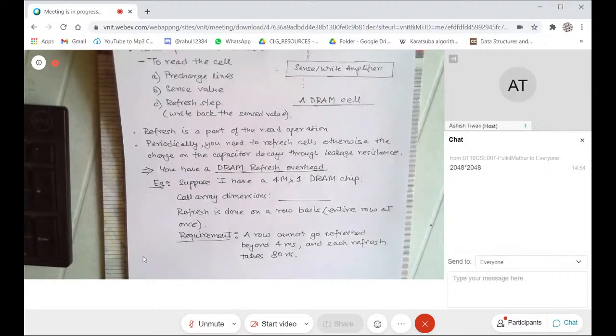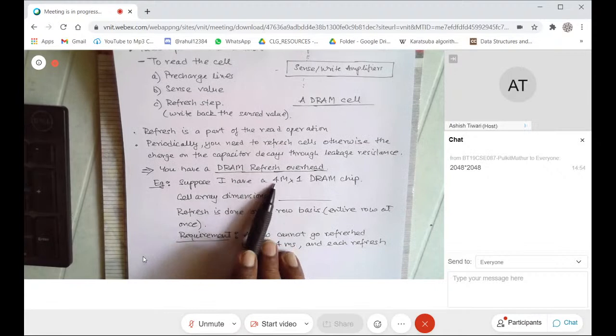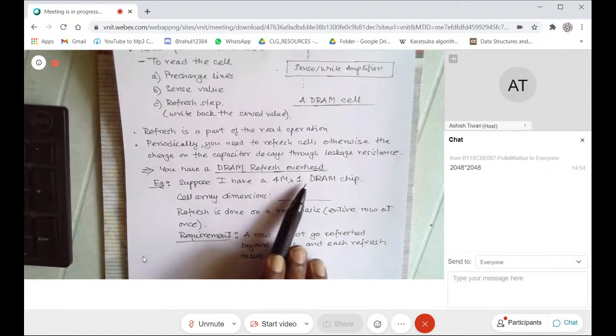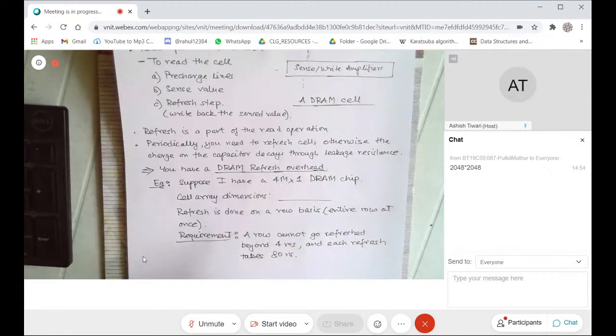right? So yeah, very good, Pulkit. So how did Pulkit get to that? To implement this kind of a memory, you require so many cells. And the design guideline is you should try to make it as squarish as possible. So that is like 2K cross 2K. So 2K cross 2K would give you 4M.